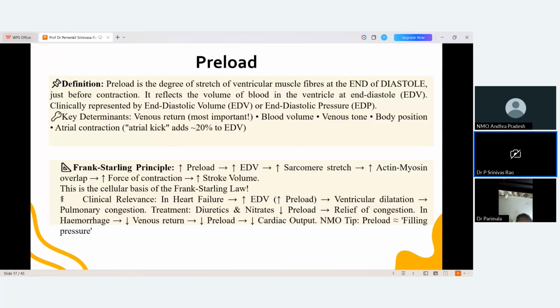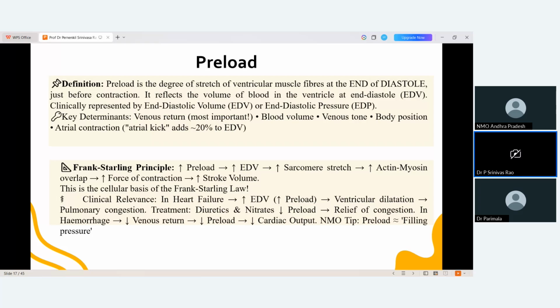So preload, definition. Preload is the degree of stretch of ventricular muscle fibers at the end of diastole. This is what I told you, just before the systole, just before contraction. What does it reflect? It reflects the volume of blood in the ventricles. That is the end diastolic volume.